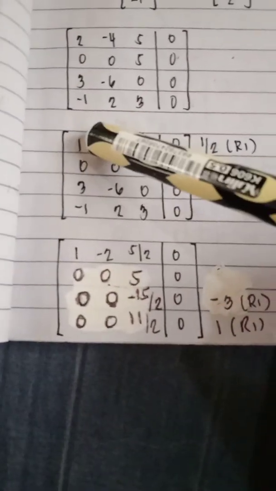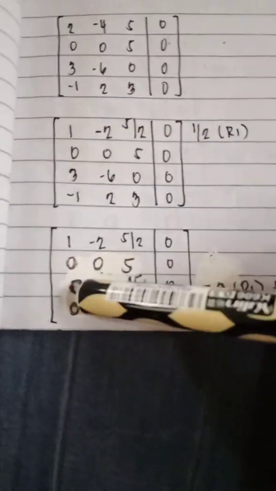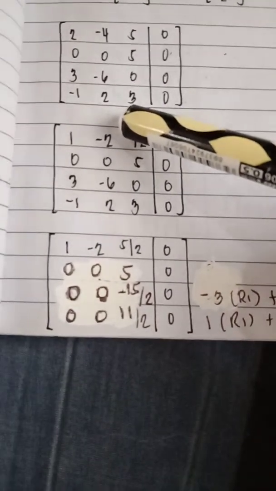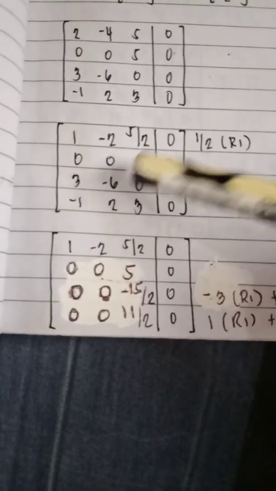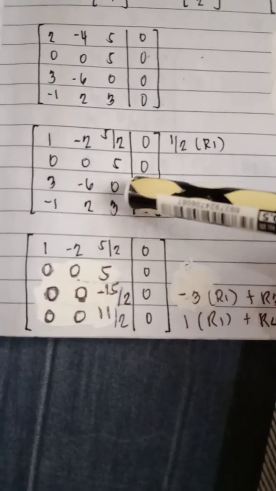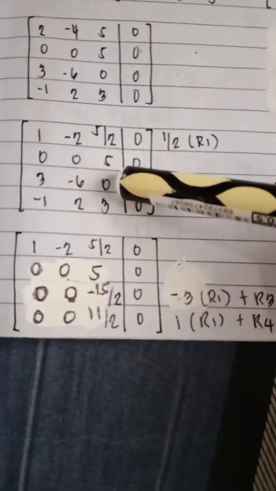So negative 3 times 1 plus 3 is equal to 0. Negative 3 times negative 2 plus negative 6 equals 0. Negative 3 times 5 over 2 plus 0 is equal to negative 15 over 2. Negative 3 times 0 plus 0 is equal to 0.